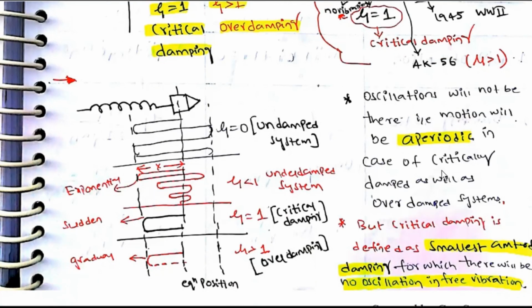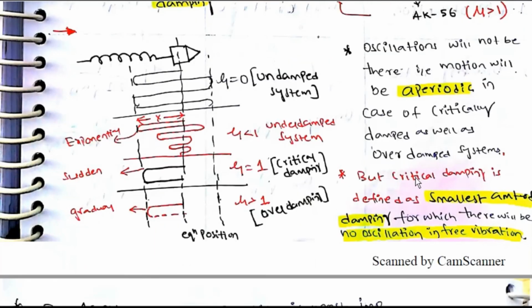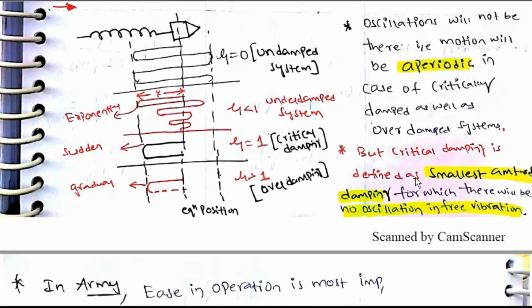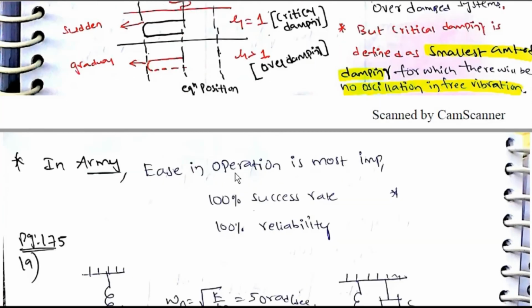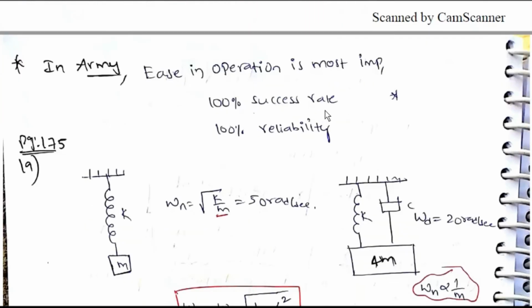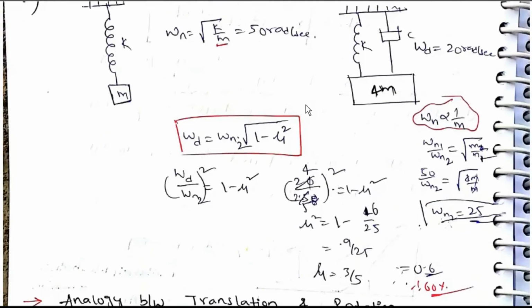In both critically damped as well as overdamped cases there is no oscillation, but critically damped is defined as the smallest amount of damping for which there will be no oscillation in free vibration. In the army, ease of operation is most important: 100% success rate, 100% reliability.